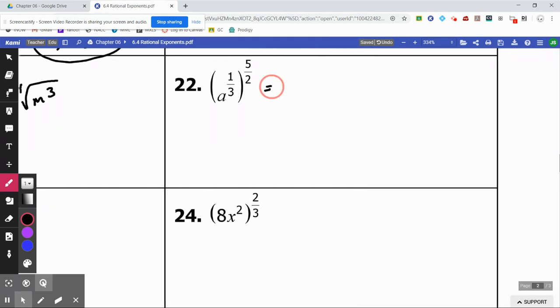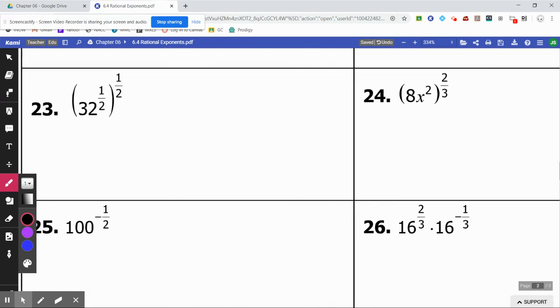Powers to powers, we always multiply. That's going to be multiply tops and bottoms. That's going to be a to the 5/6 power. Bottom number is an index. Top number is a power. And we can't find the 6th root of a to the 5th. The exponent's not big enough.